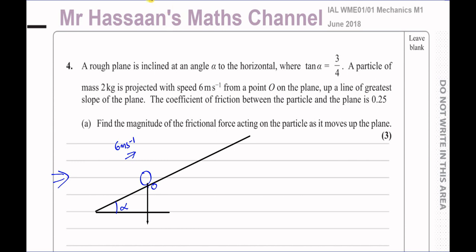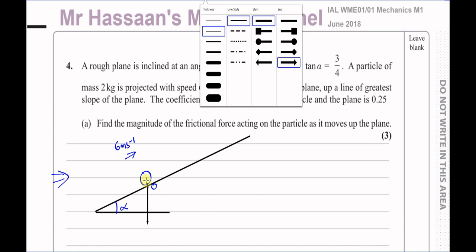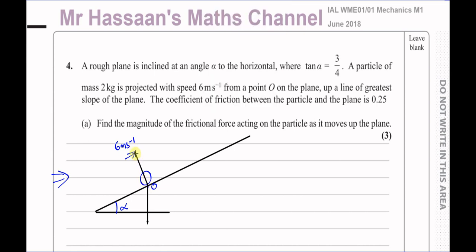Okay, and also there's the reaction force, because it's in touch with the surface. So you have the reaction force, which is always perpendicular to the surface itself. And because it's a rough plane, there's a frictional force, which is opposing the motion. It's going up the plane, so the frictional force must be going down the plane. It's moving, so we know that the maximum force of friction has been reached.